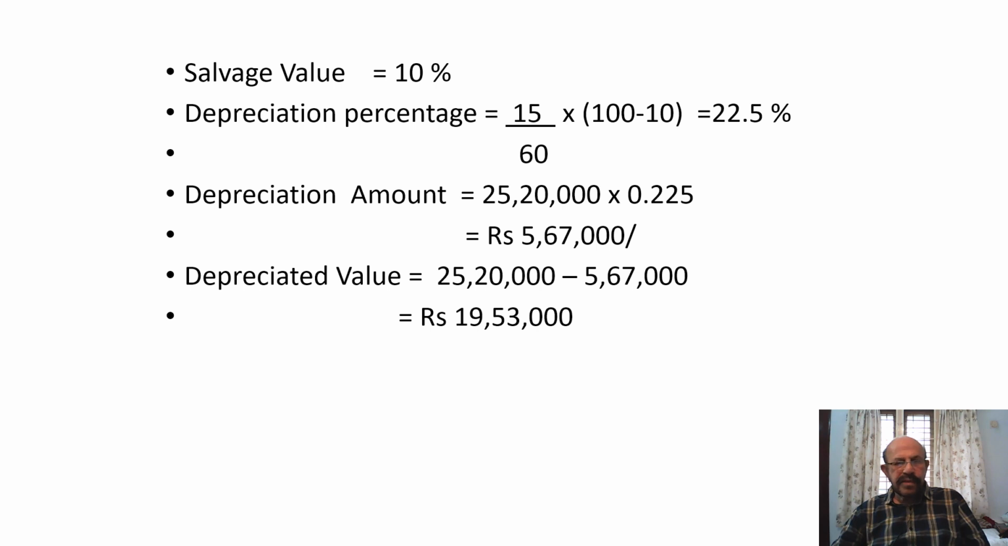Salvage value is assumed as 10%. So depreciation percentage is equal to 15 by 60, where 15 is the age and 60 is the life of the building, into 100 minus 10, the salvage value, is equal to 22.5%. So depreciation amount is equal to 25 lakhs 20,000 into 0.225 is equal to 5,67,000. Depreciated value is equal to 25,20,000 minus 5,67,000 is equal to 19,53,000.